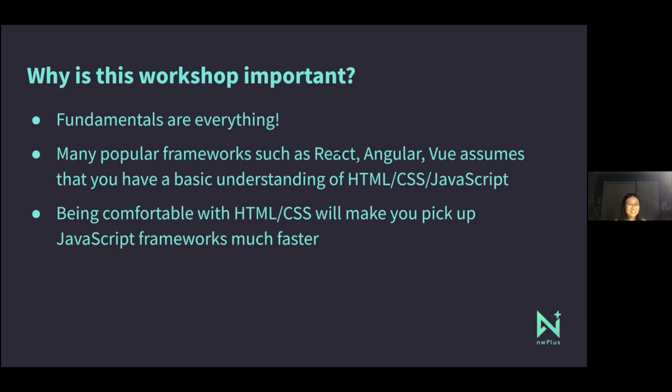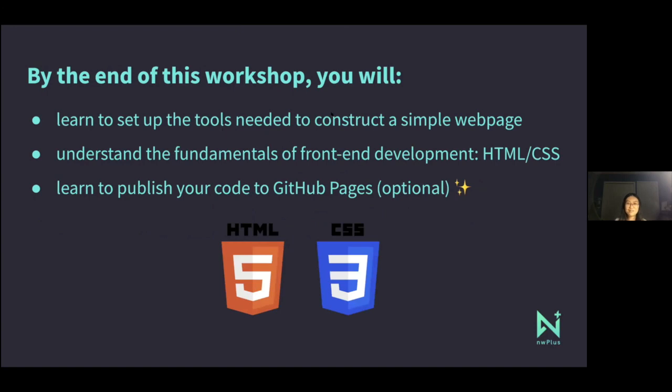And yeah, so by the end of this workshop, you'll learn what you exactly need to construct a simple web page and understand the fundamentals of HTML and CSS. And then at the end, we will give you some instructions to publish your code to GitHub Pages. And this is really simple, but it's optional. Really depends on if you want to further enhance your work or if you want to publish it. So yeah, we'll just give you the steps regardless.